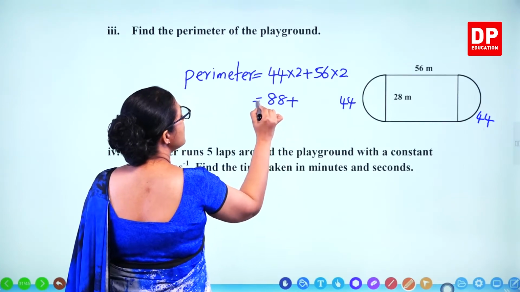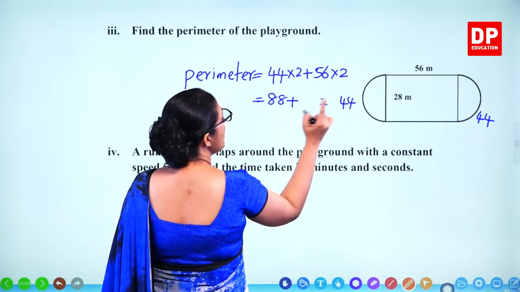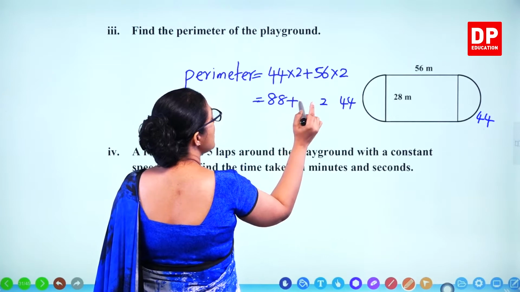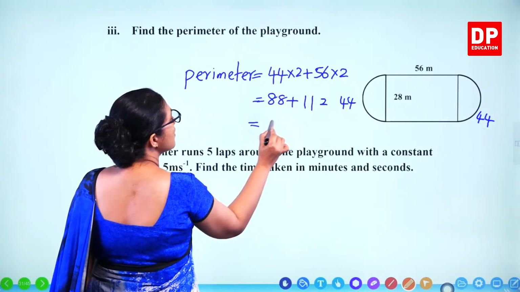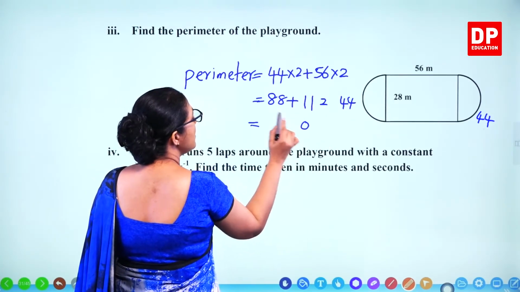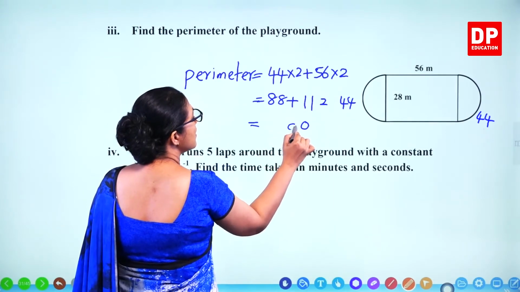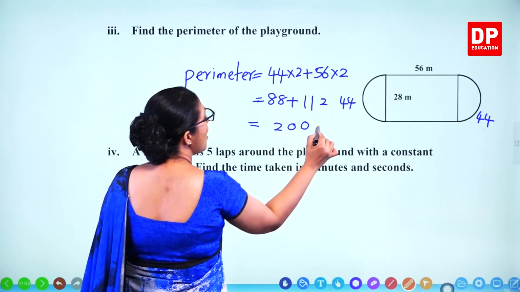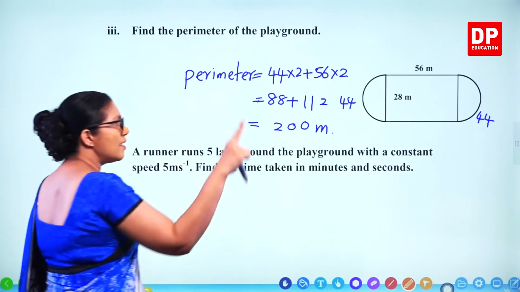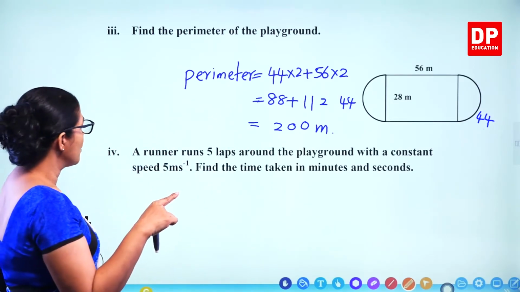88 and 2 times 6, 12. 2 times 5, 10 plus 1, 11. 8 plus 2, 10. So 200 meters is the perimeter of this ground.